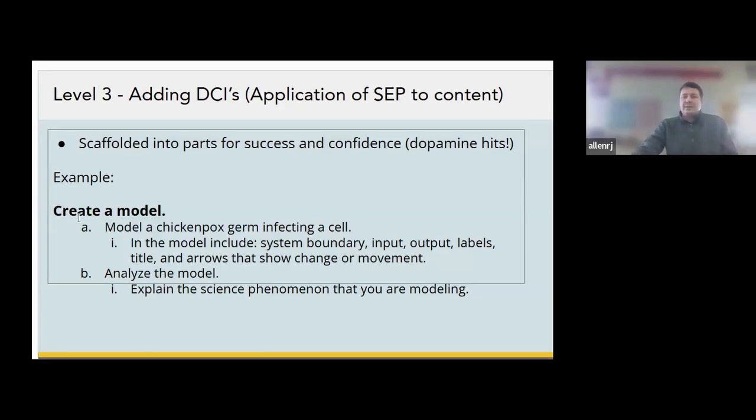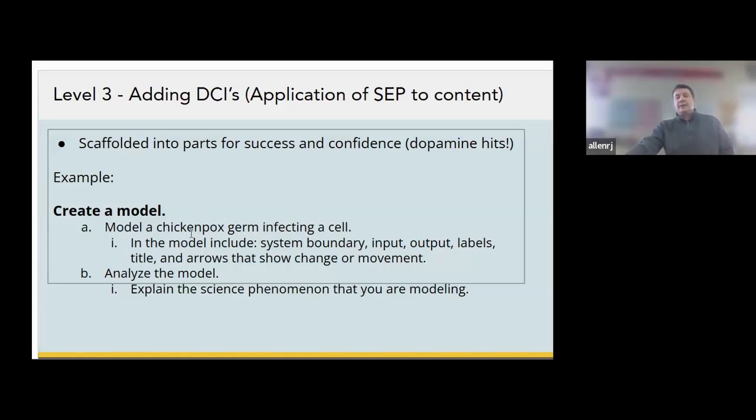But this is an example of creating a model. So the model would be a chickenpox germ infecting a cell, and they would need to have all those things included, and they know exactly where they're headed by May. In September, they know exactly what they need, but it takes so much practice to get this, and it's not a one and done thing. They'd have to show us that they truly know how to do this. We chose 3 times. Like, you need to show us 3 times in a row that you can, or maybe 3 out of 4, that they can do it.